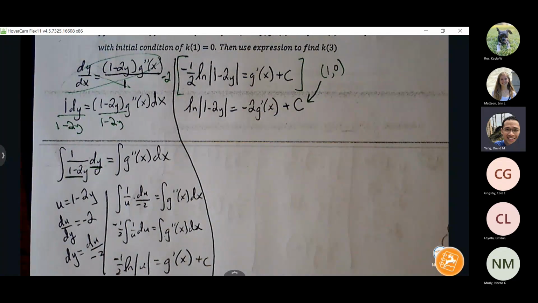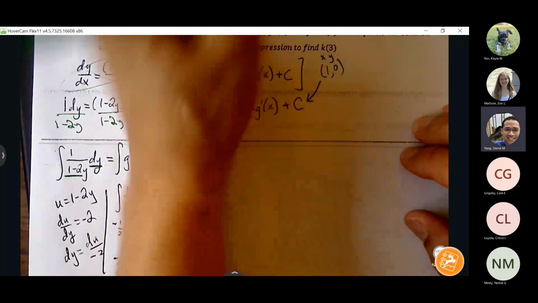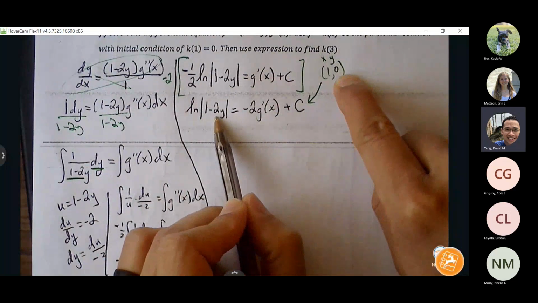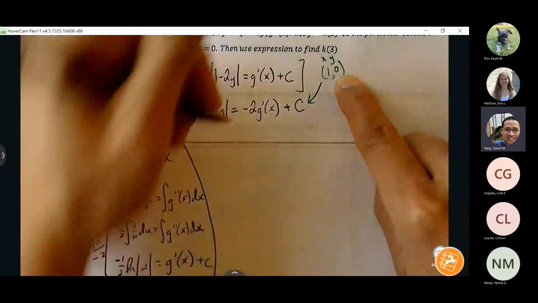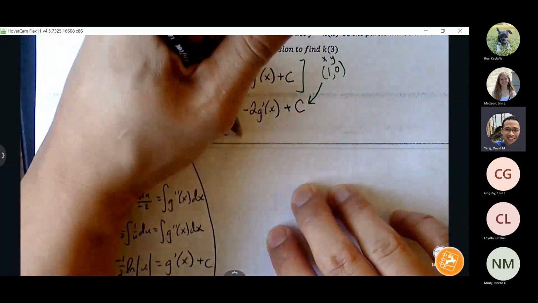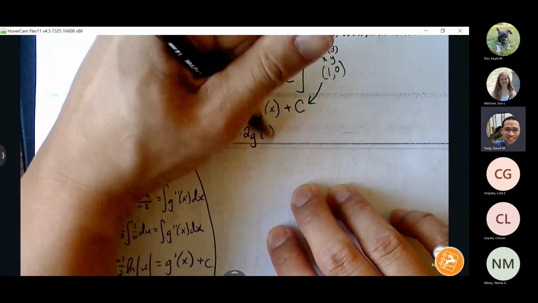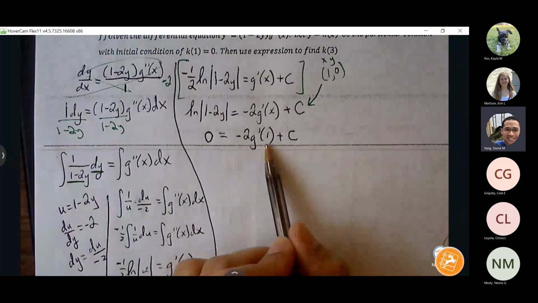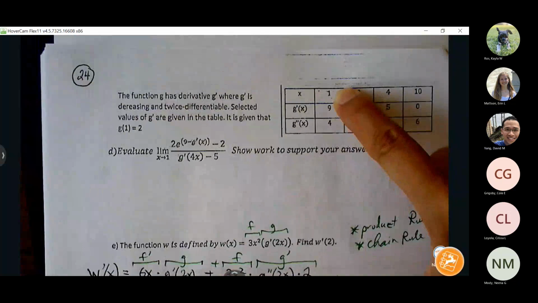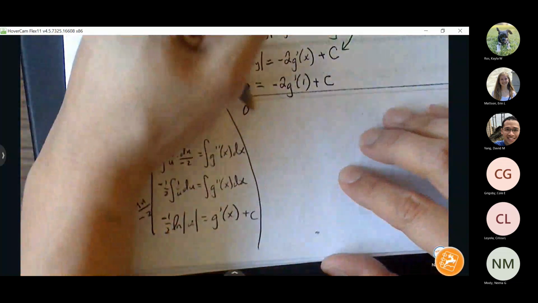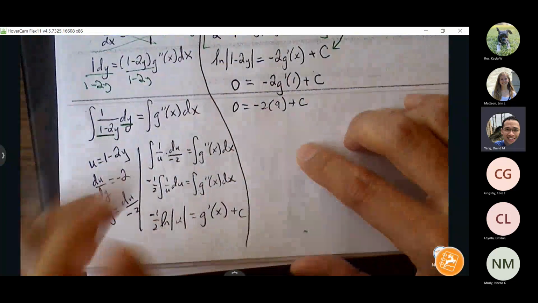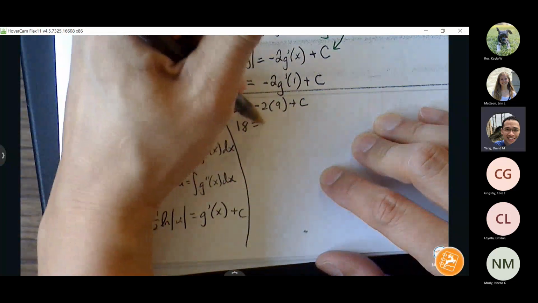Okay, so 1 in for x, 0 in for y. If I plug 0 in for y, I get 2 times 0, which is 0. Natural log of 1 is 0, so that's nice and clean. Negative 2 g prime of 1 plus c. We go to our table. g prime of 1 is 9. Negative 18 plus c. I add the 18 over to the other side, so 18 equals c.